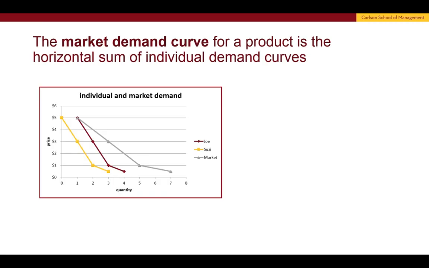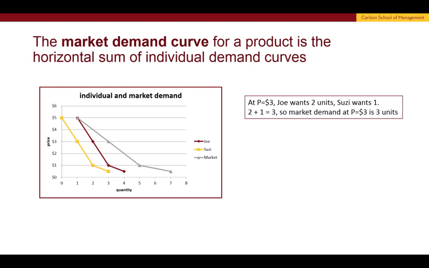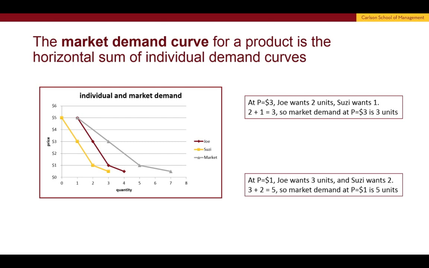Here we see a picture that illustrates the idea we had in the table on the previous slide. Again, the idea is that the market demand curve for a product is the horizontal sum of the individual demand curves. So you see here 3 demand curves. The maroon is Joe, the gold is Susie, and the gray is the market. If we just want to focus in for a second, we see that at that price of $3, Joe wants 2 units, Susie wants 1, and 2 plus 1 is 3, so market demand at a price of 3 is 3 units. Consider some other price of $1. Joe wants 3 units, Susie wants 2. 3 and 2 combined are 5, so market demand at a price of $1 per apple is 5.